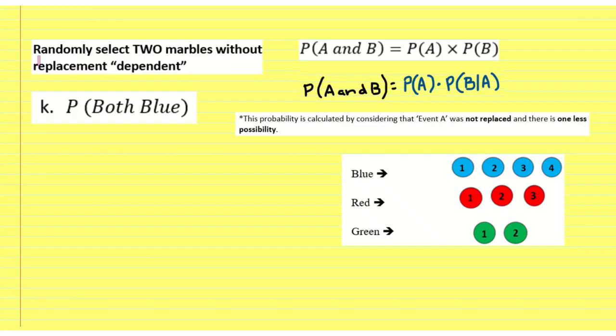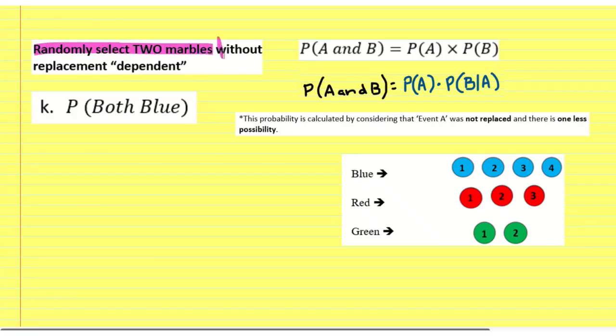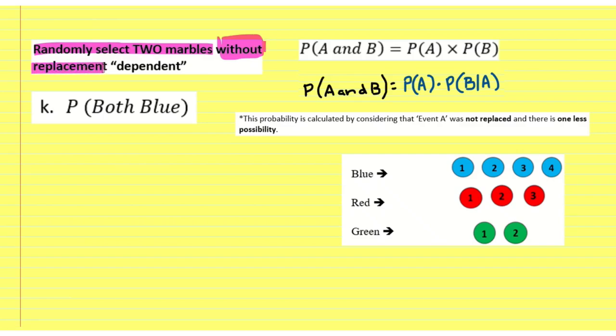Okay, now our instructions say to randomly select 2 marbles without replacement. So they're changing things up on us. Without replacement means that these two probabilities are going to be dependent. The second probability is going to be dependent upon the first probability. So the second probability is going to change.